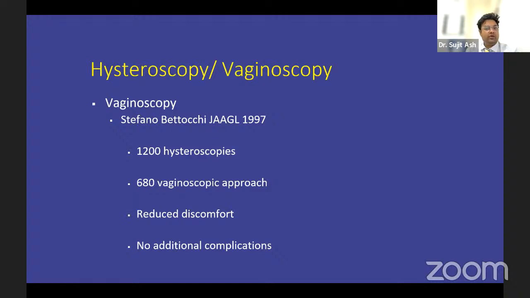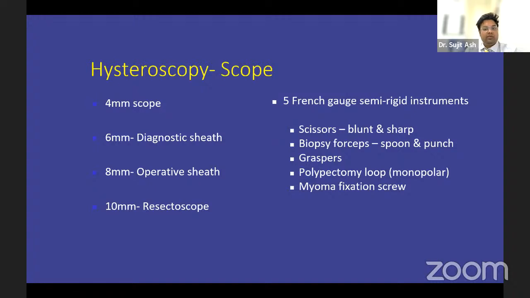So at that time he had done 12,000. Now it is more than that. But in a regular setting, what we nowadays still do is a basic hysteroscope where we have a 4 millimeters hysteroscope. Along with that, we add a sheath to it, so the diameter comes to around 6 millimeters.